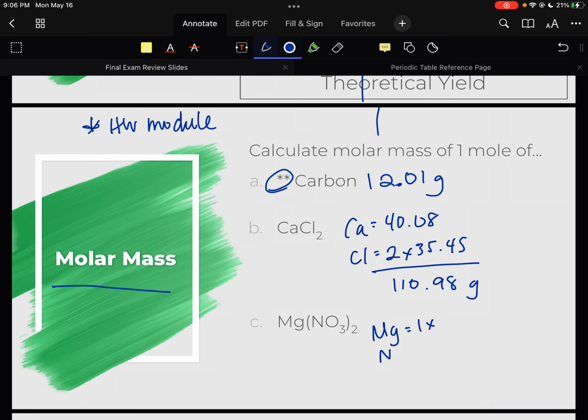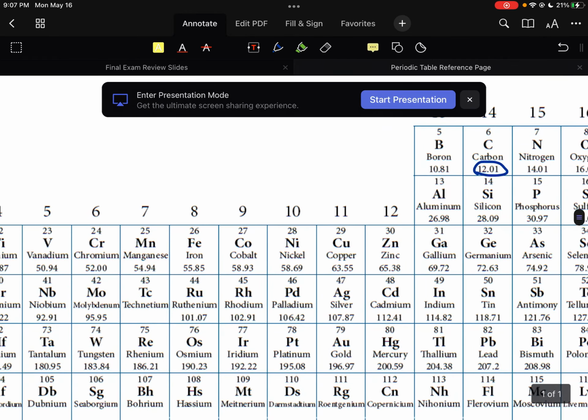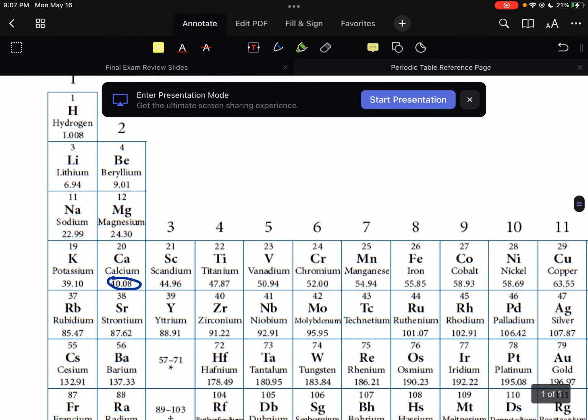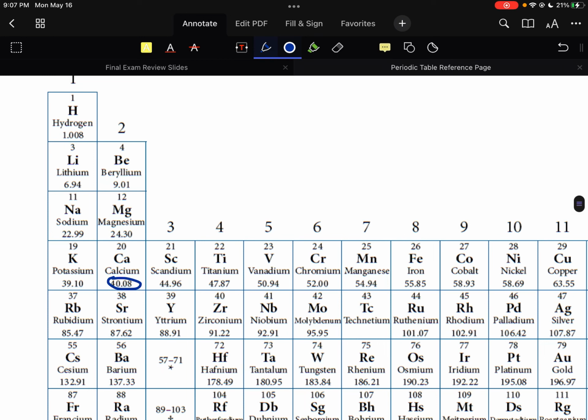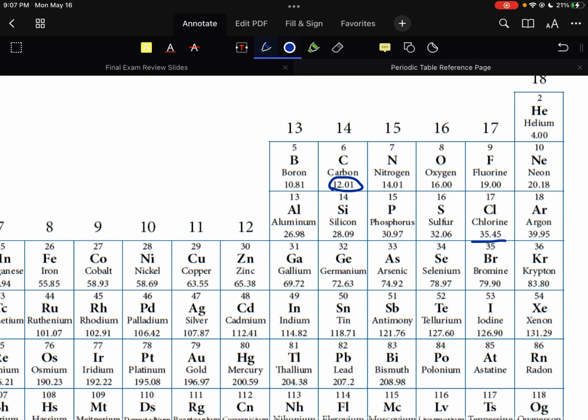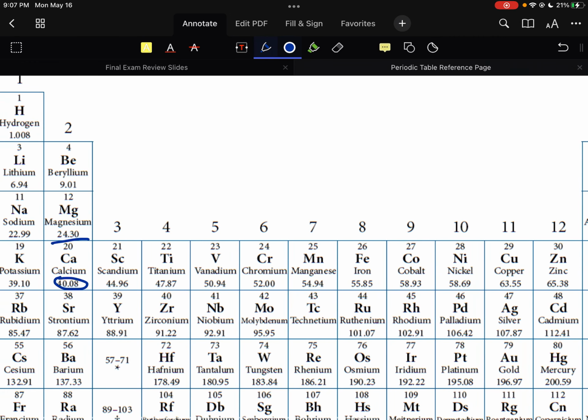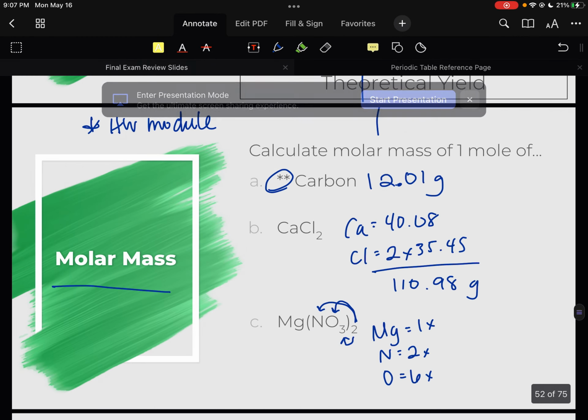So I know I have 1 magnesium. For nitrogen, this 2 applies to everything inside the parentheses. So we have 2, and then oxygen, we have 2 times 3, so 6. So when I come and look at my mass, I can find magnesium is here. Nitrogen and oxygen are right here. So I can add that.